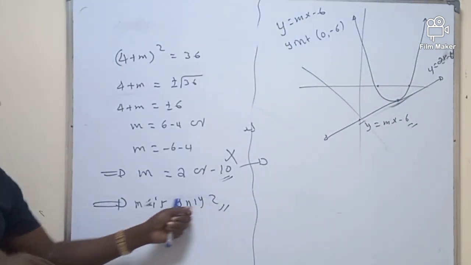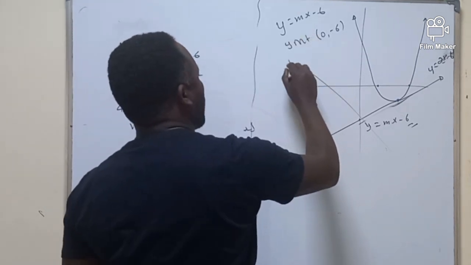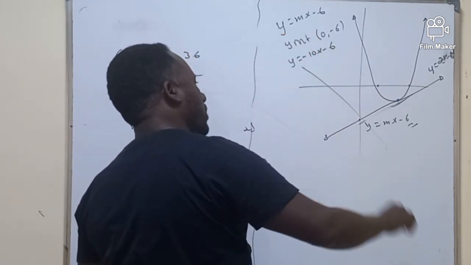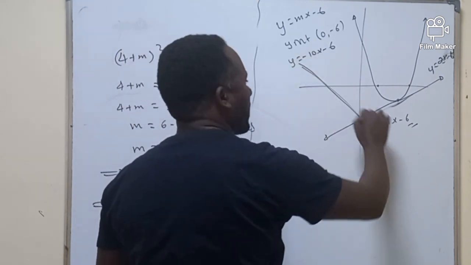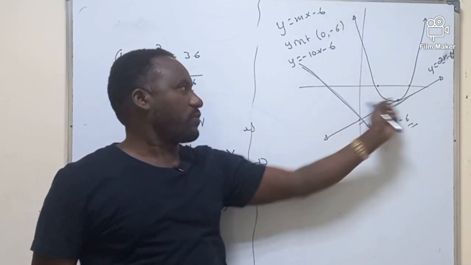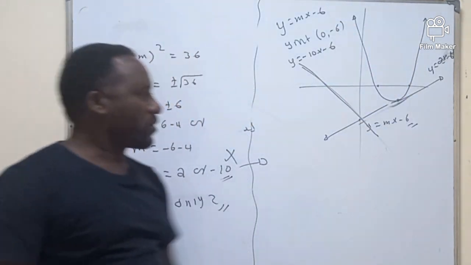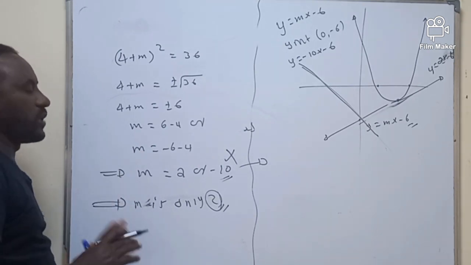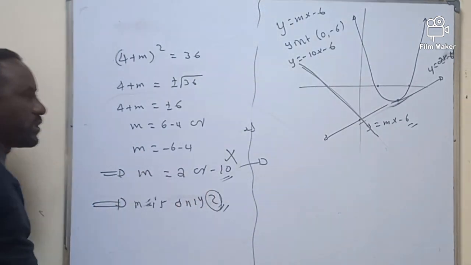But if m is negative, the graph of y equals minus 10x minus 6 is going to be like this one. If it is like this one, there is no relation between the graph of this and the line. Because of this, we have to take only the m value, which is 2.